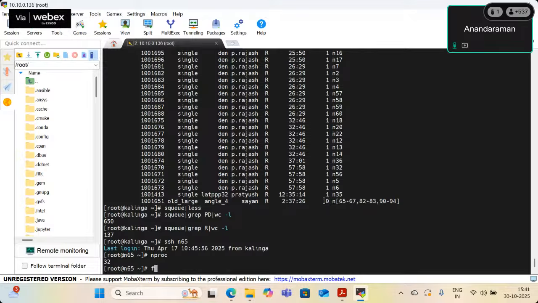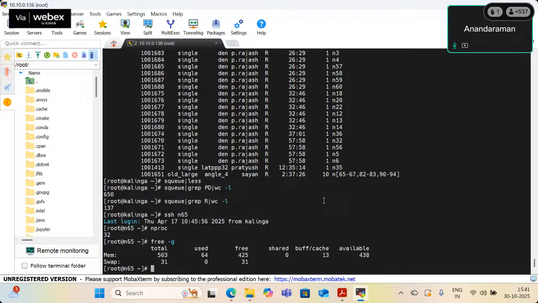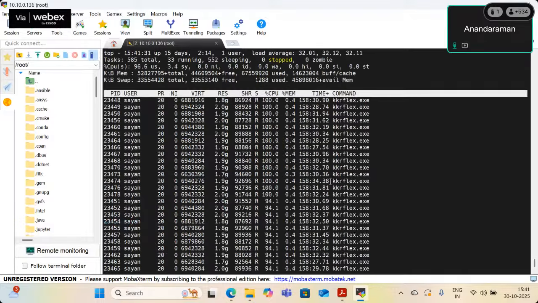Each node has 512 GB RAM, but this job uses only 64 GB per node. So approximately, multiplying by 10, it is using 640 GB RAM and 10 times 32, 320 cores. He is running an executable, KKR flex exe.